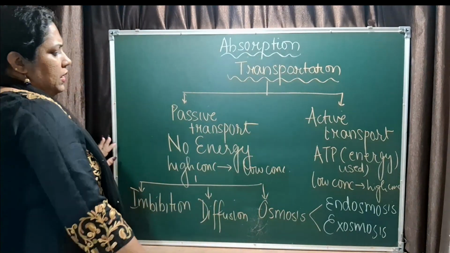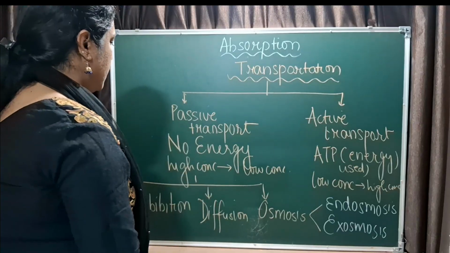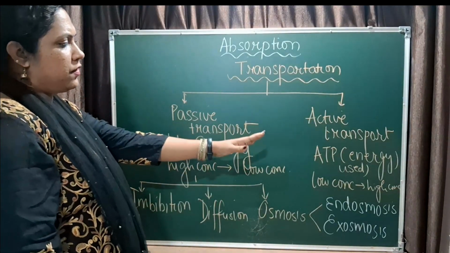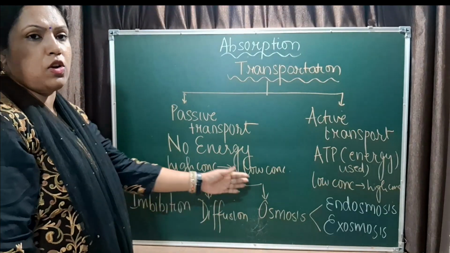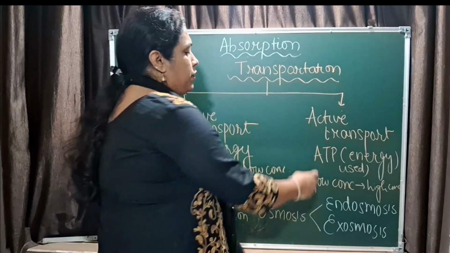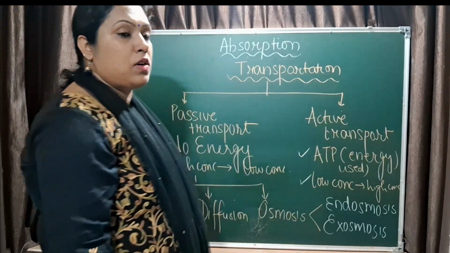Clear? So these are the complete methods that we are going to study in this chapter, that is transportation, where we have passive transport and active transport. Passive transport is of 3 types, that is imbibition, diffusion, and osmosis. In active transport, you have to spend energy, and the movement is always from lower concentration to higher concentration.